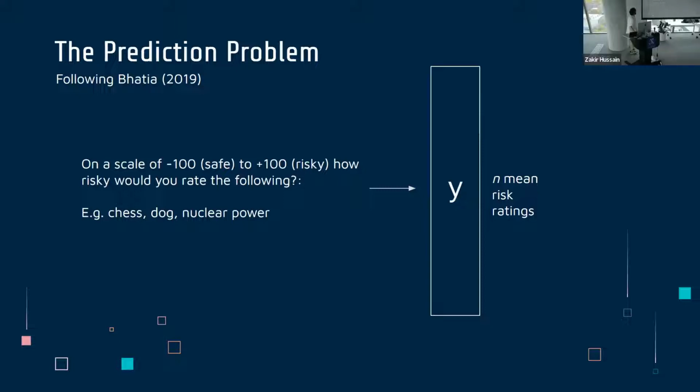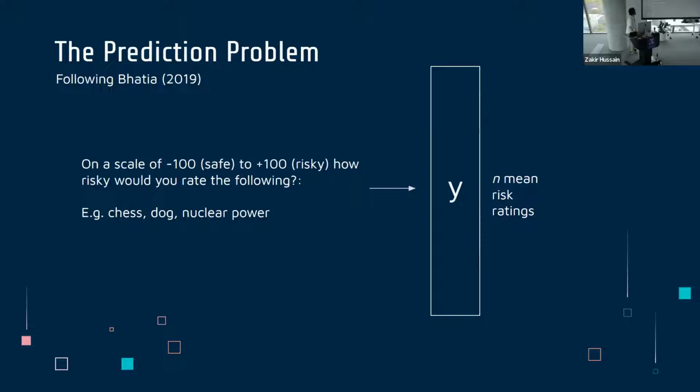And he asked participants a simple question, which was, for a load of risk sources, he would ask on a scale of -100 to 100, how risky would you rate this risk source? And there would be things like chess and dog and nuclear power. They didn't have to be risky things, but just things that would give you a nice mixture of responses. So you get a lot of variance.